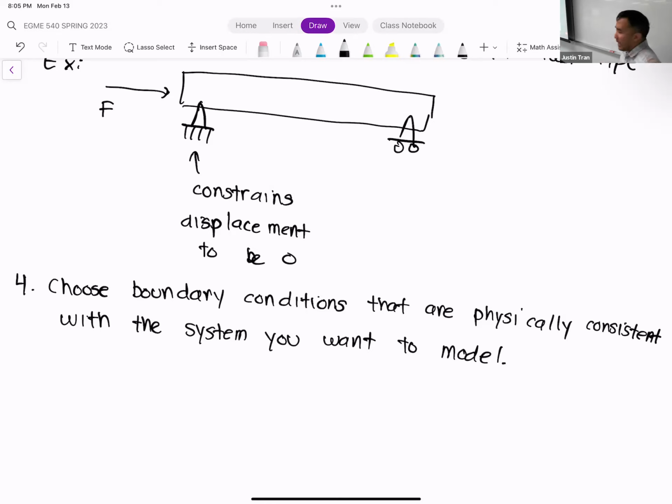Okay? ANSYS does some very basic checks just to make sure you have one constraint type boundary condition. You have some kind of action going on, but ANSYS really has no knowledge of the physical system that you're trying to model. ANSYS only really knows what the computer simulation is. Okay? And so when you're choosing your boundary conditions, just know that the correct selection of boundary conditions, that's on you as the engineer.